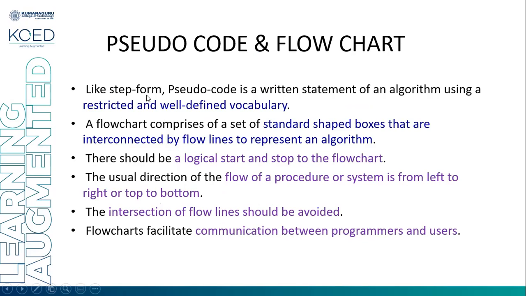Likewise, we have so far discussed the step form, which is a step-by-step manner. Pseudocode is a written statement of an algorithm using a restricted and well-defined vocabulary. A flowchart comprises a set of standard shapes, boxes that are interconnected by flow lines to represent the algorithm.